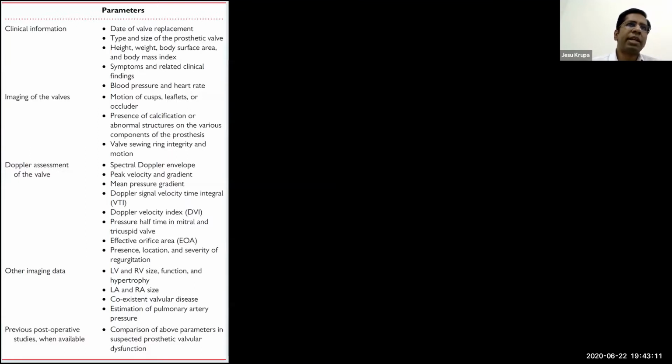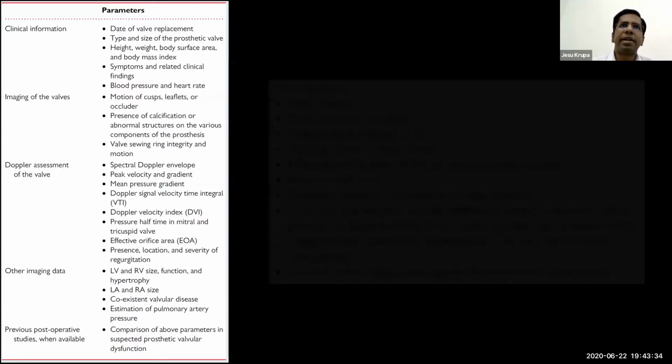It's all freely available. We can go through this. So essentially clinical information, we look at how is the valve, how is the motion of the leaflets, how are the cusps, is there any thickening, all those details, calcification, what are the gradients like, and different Doppler parameters, what is the impact on the chambers, is there any dilatation, any dysfunction, all those things we get.